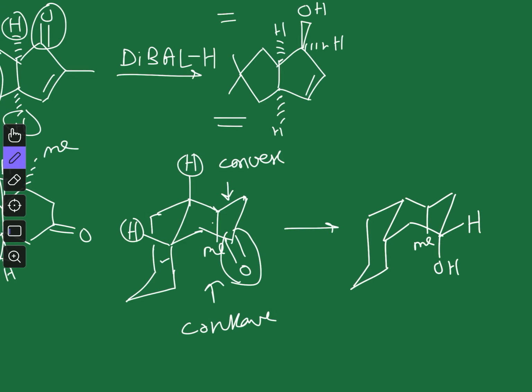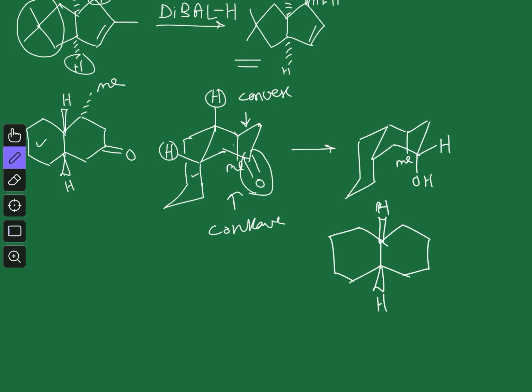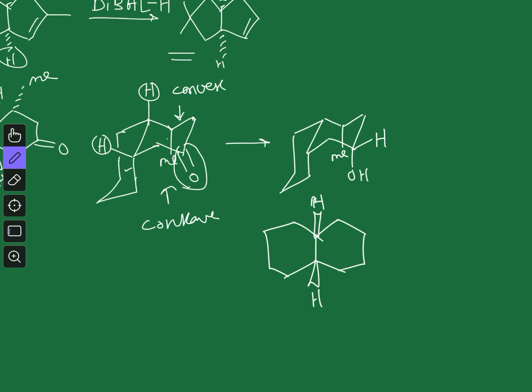So the OH will be on the same side where the methyl group is, and if I now draw it in the usual form, the planar form, how will it look? So it will look like this: here you have these two hydrogens above the plane, and the methyl is below the plane. Now you can see the hydrogen will be above the plane and this OH group will be below the plane.